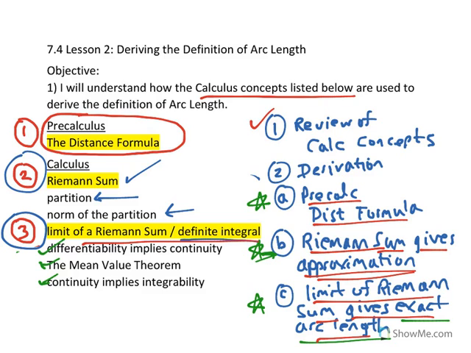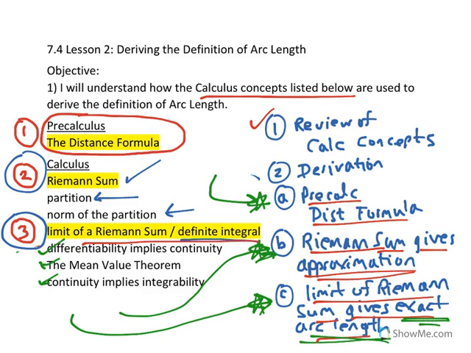And what you just saw is what we had outlined earlier. We began with our precalculus distance formula, and then we wrote a Riemann sum, which gives us an approximation for the arc length, and then we took the limit of that Riemann sum as the norm of the partition approaches 0, and by definition that gives us a definite integral, which gives us the exact arc length. So today we understood how the calculus concepts listed here are used to derive the definition of arc length.